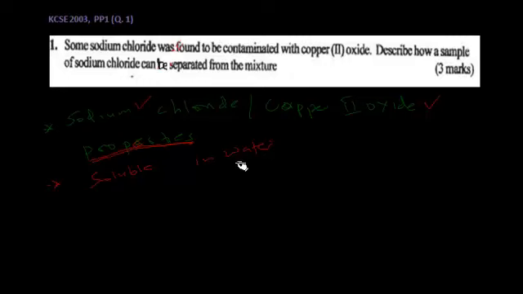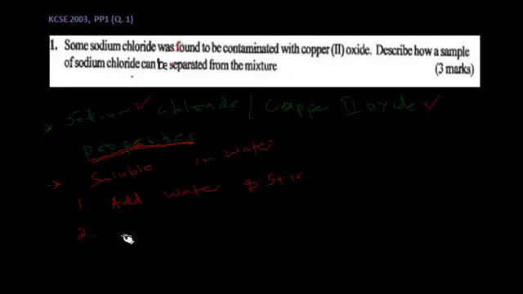Now having known that, that will become the basis of answering this question. So the first thing you need to do is to add water onto the mixture. So you add water, and once you add water, you stir. So what will happen in this case? Sodium chloride will dissolve in water, and it will leave behind copper 2 oxide as the solid that will be remaining behind. So that is number one.